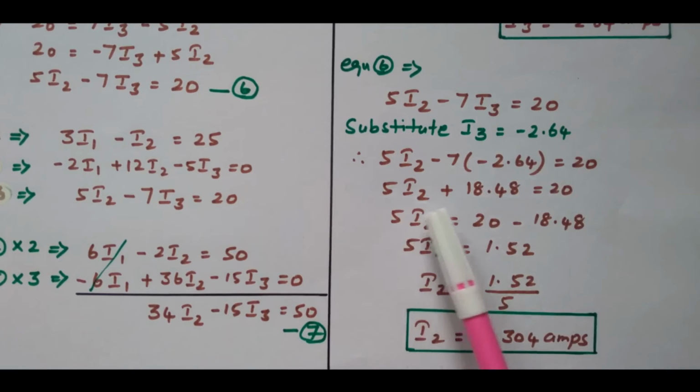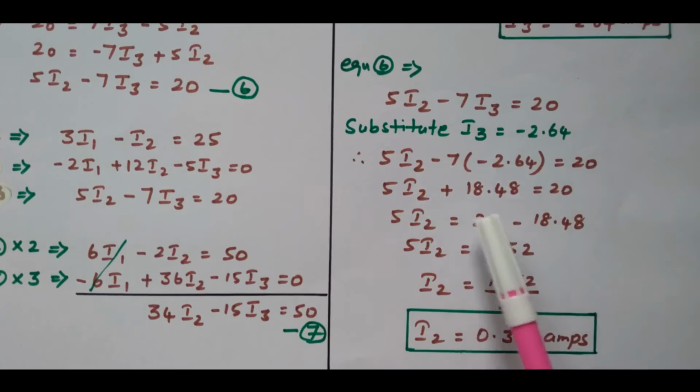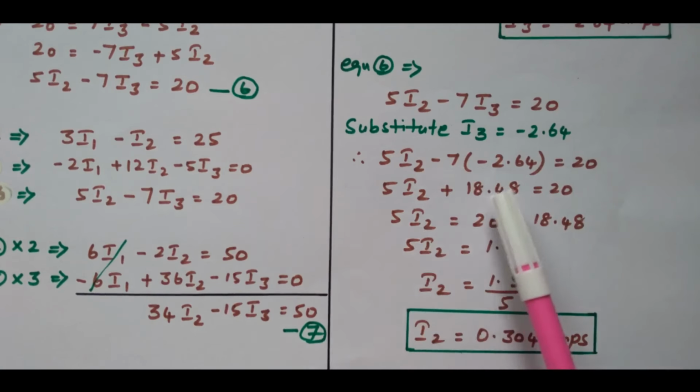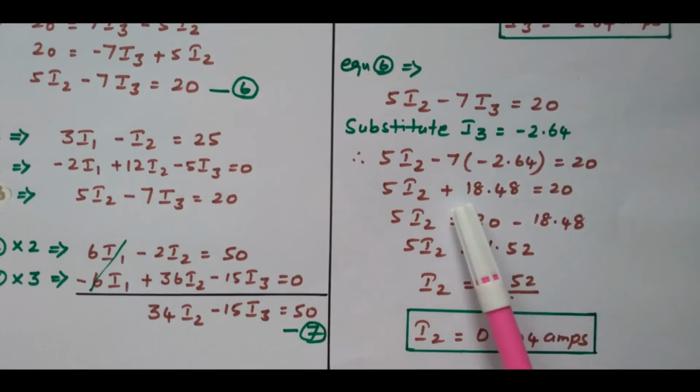So 5I2, both are negative, so 7 into 2.64 is plus 18.48. This minus 7, this is also minus, so it becomes plus, that is equal to 20. So 5I2 plus 18.48 equal to 20. Bring this term to the right hand side. So 20 minus 18.48, the positive becomes negative. 20 minus 18.48 is 1.52. So 5I2 equal to 1.52. So I2 equal to 1.52 divided by 5. So 1.52 divided by 5 is 0.304 ampere.